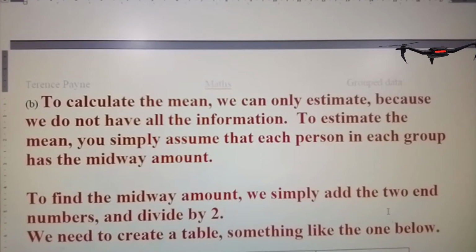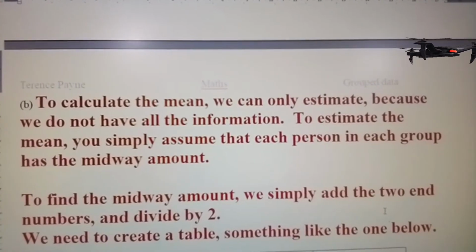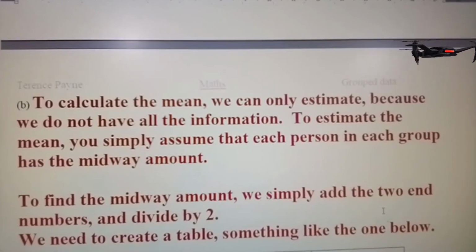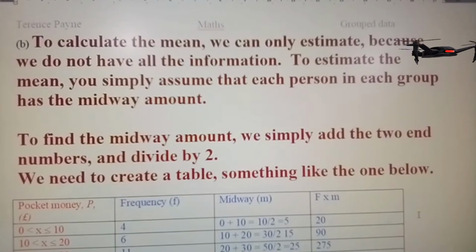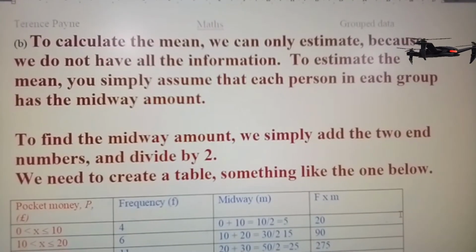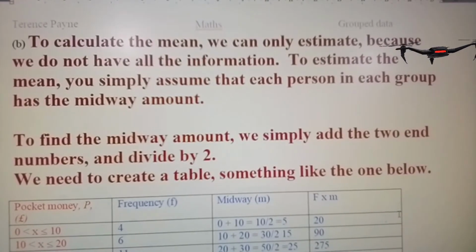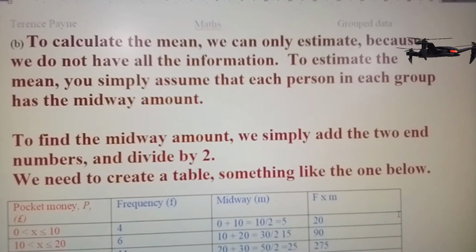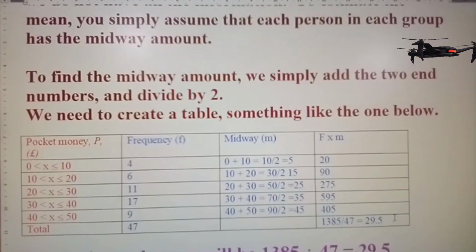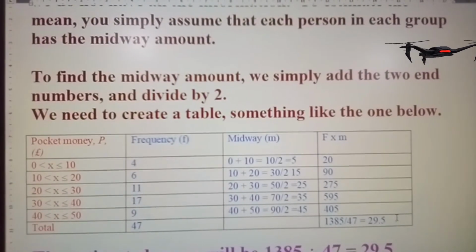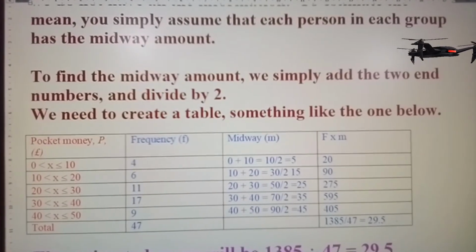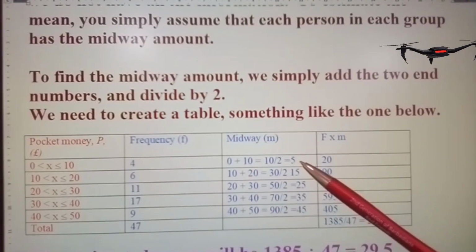Now to calculate the mean, we can only estimate because we do not have all the information. You simply assume that each person in each group has the midway point. So to find the midway, we simply add the two end numbers and divide by 2. So here we add 0 and 10 and divide by 2 equals 5. Okay. Then I've gone on to show you how it's been done here as well. In detail, 20 and 30 divided by 2 gives you 15.